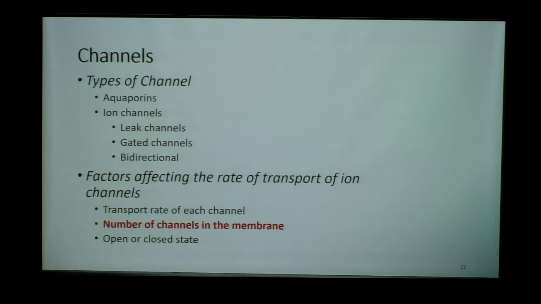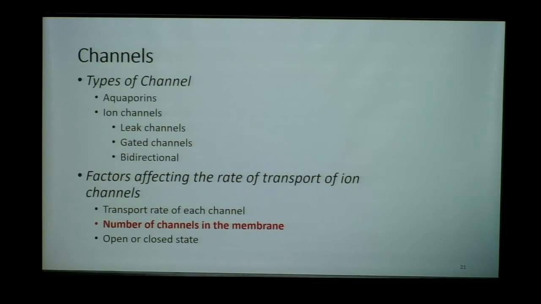Gated channels are also very important. We're going to look at those a lot throughout the semester, especially in muscle and in the autonomic nervous system. And then you also have bidirectional ion channels, which just allow the bidirectional movement of some ions. Okay? Leak channels usually allow the one-way movement of some ions.